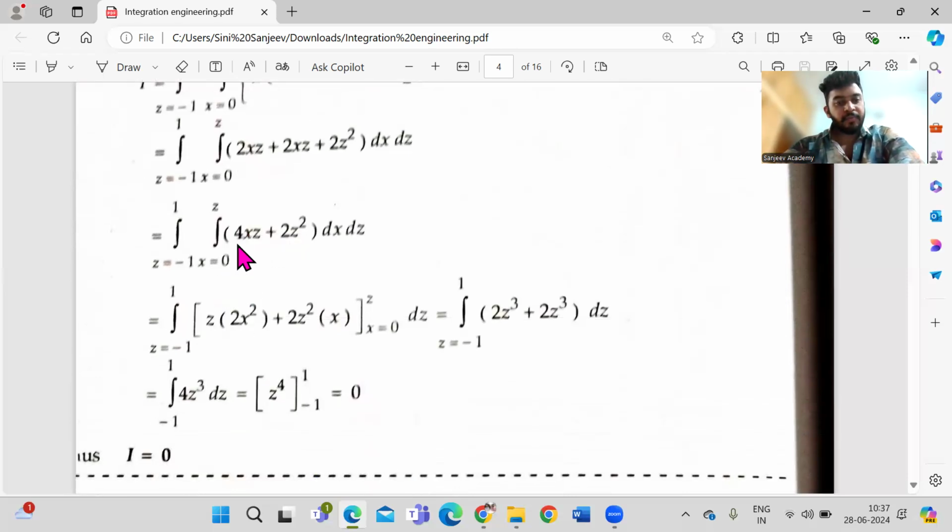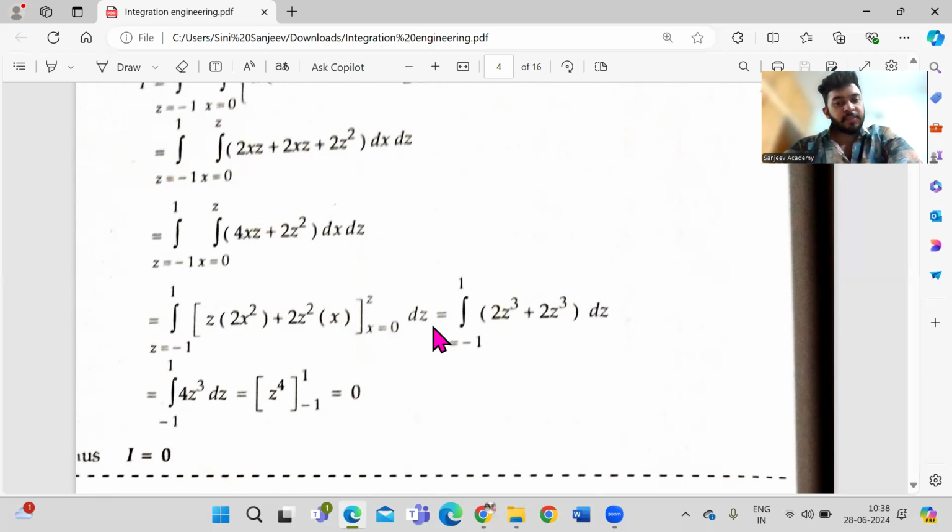So z into, what is this? X integration is x square by 2. Fine. So once you're done with this step, you'll be getting this same. And here there is no x, so I'm putting x here. So x square by 2 and 4 will get cancelled. That's how we are getting here 2x square.